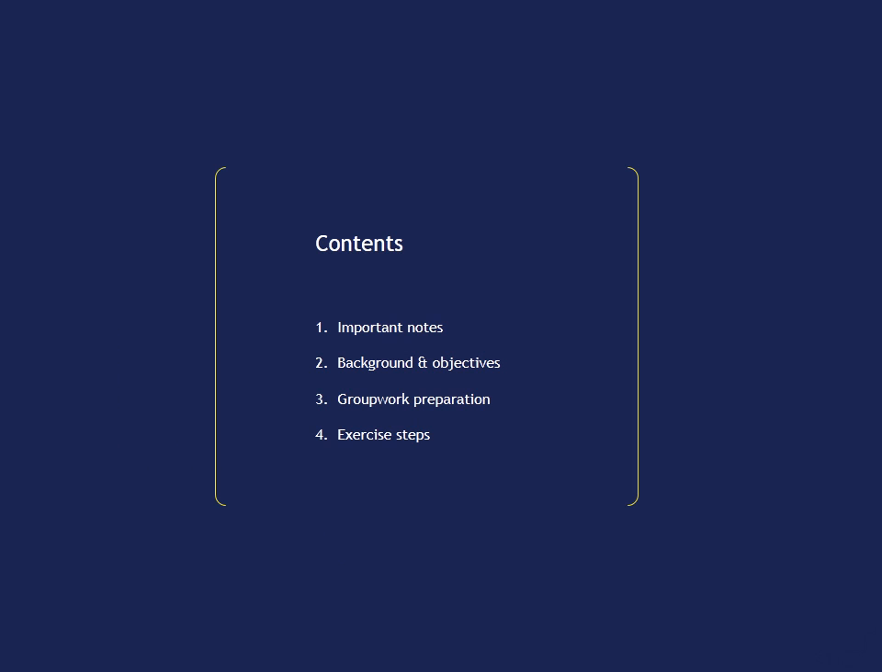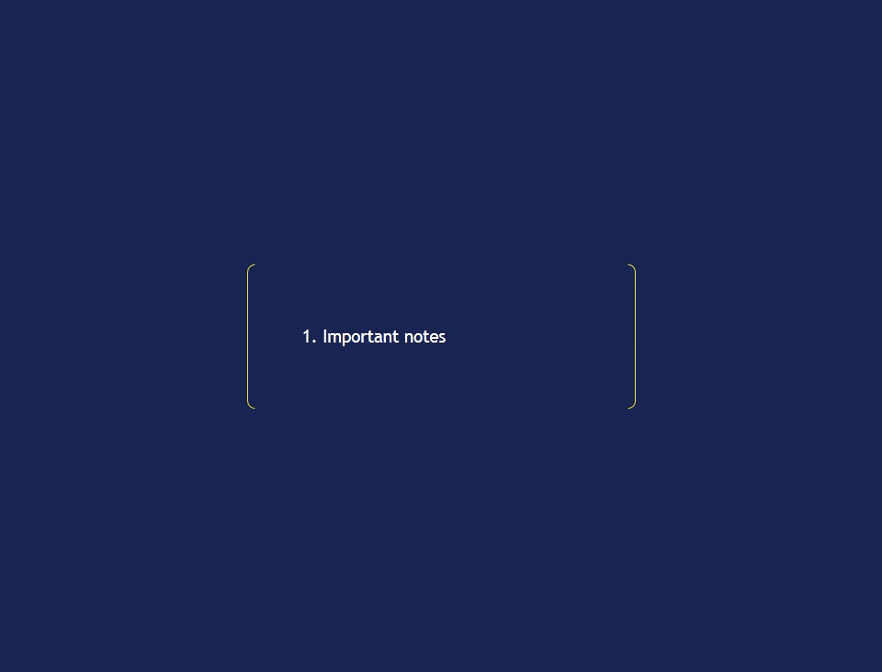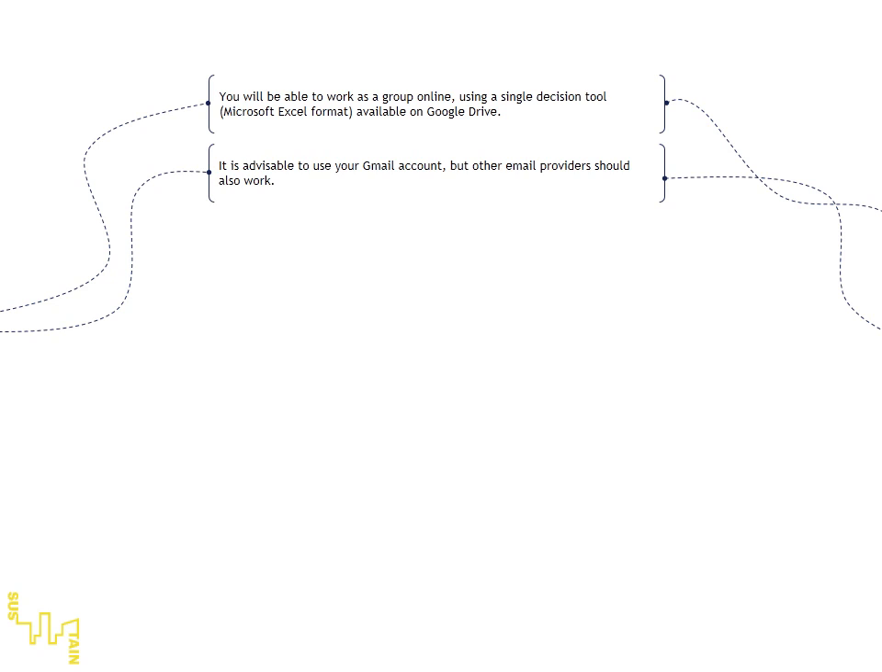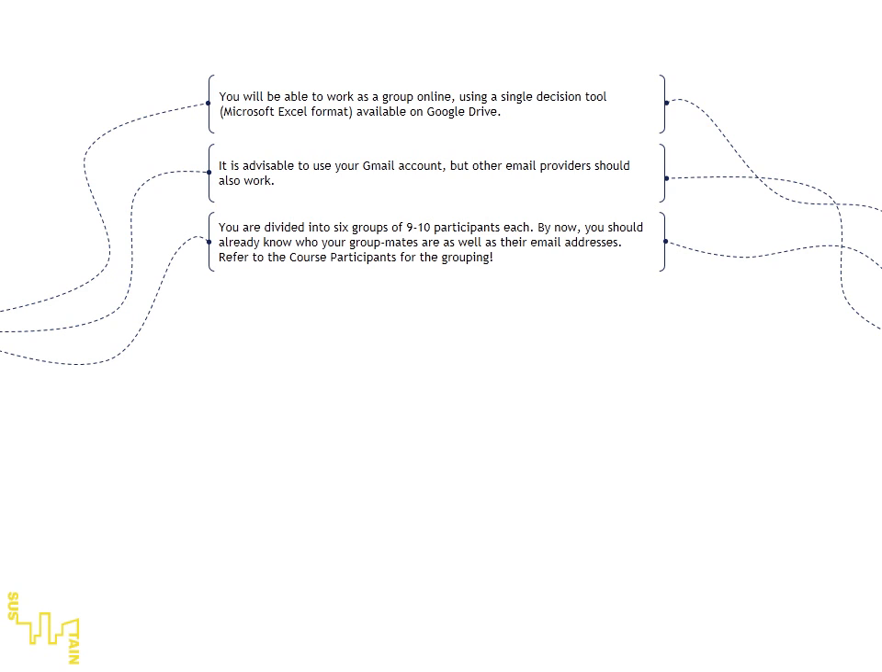In this video, we will provide the following contents. Here are the important notes and instructions for the participants of our group exercise. You will be able to work as a group online using a single decision tool available on Google Drive. You are divided into 6 groups of 9 to 10 participants each. By now, you should already know who your groupmates are as well as their email addresses.